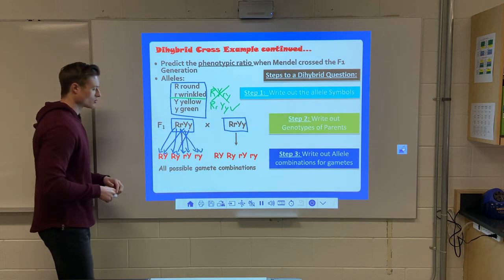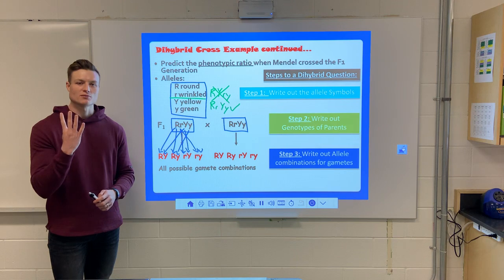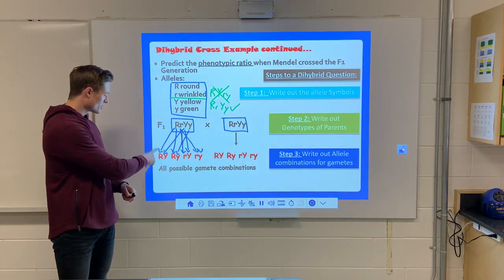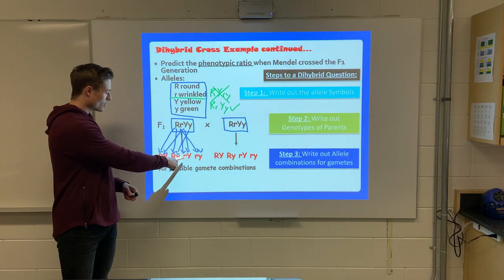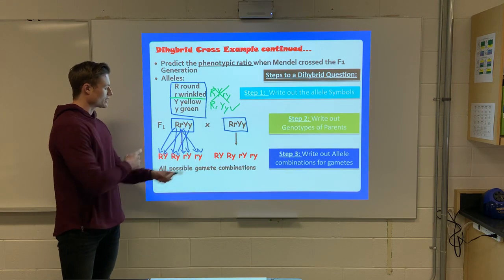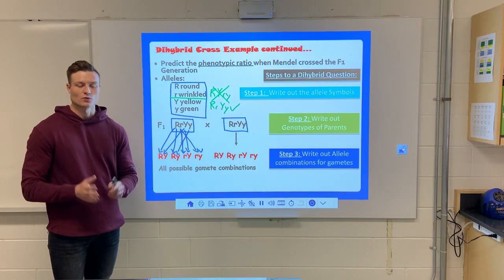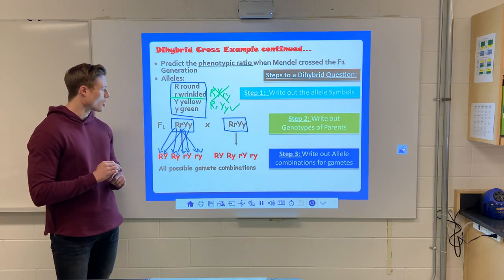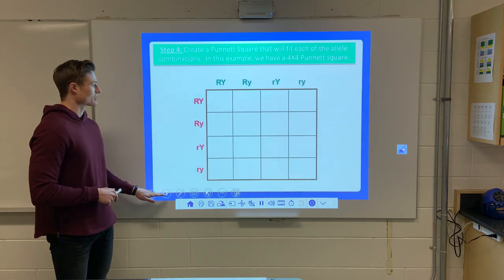So an individual that is heterozygous for both traits would have 4 possible gamete combinations: big R, big Y; big R, little y; little r, big Y; little r, little y. And this individual would have the same gamete combinations. So we need to make sure that we're writing out all of the possibilities, right? All of the possibilities.